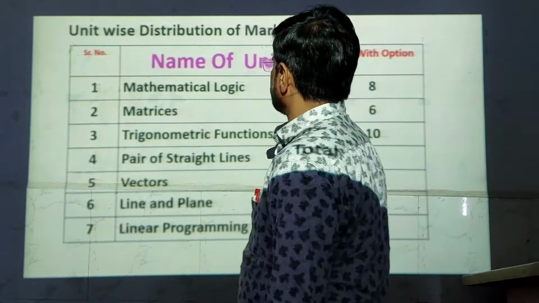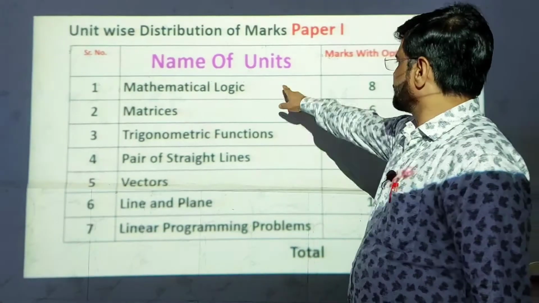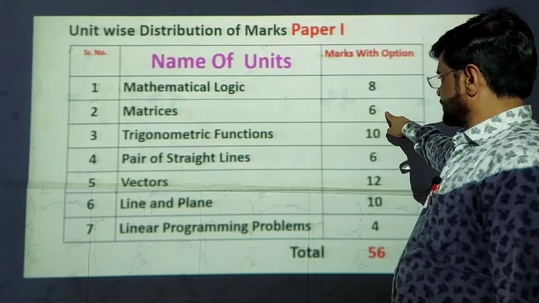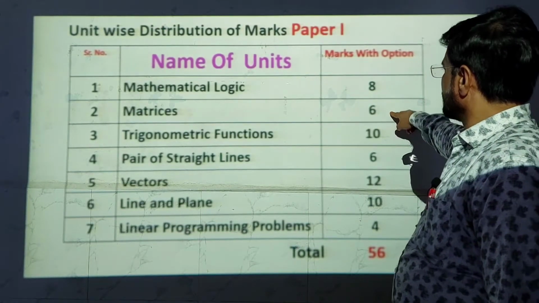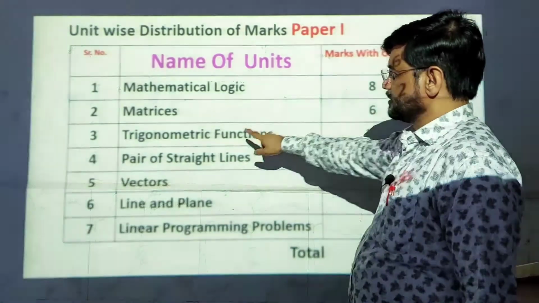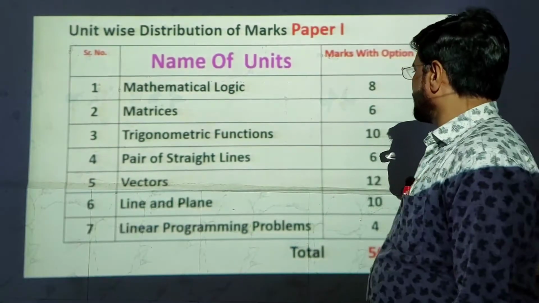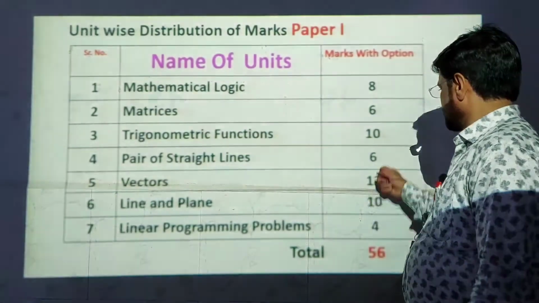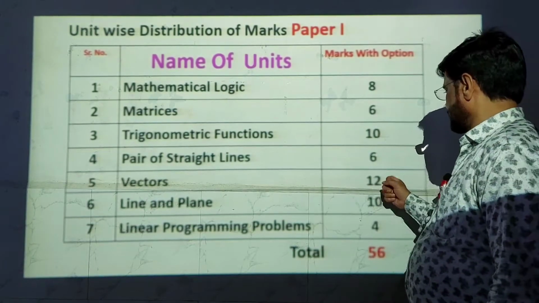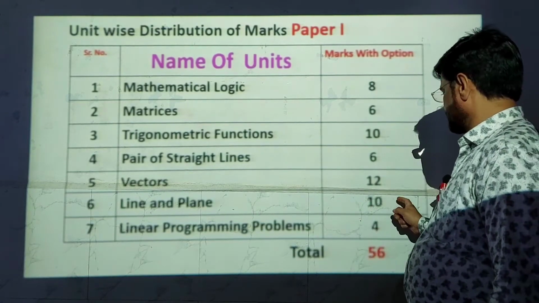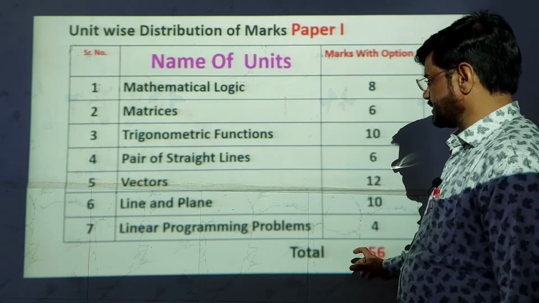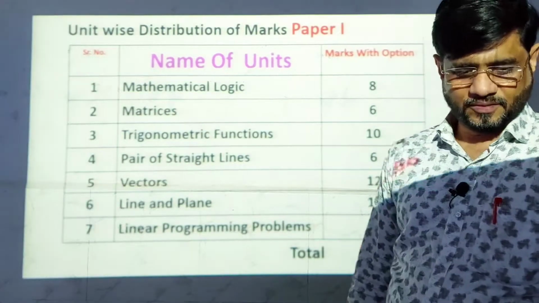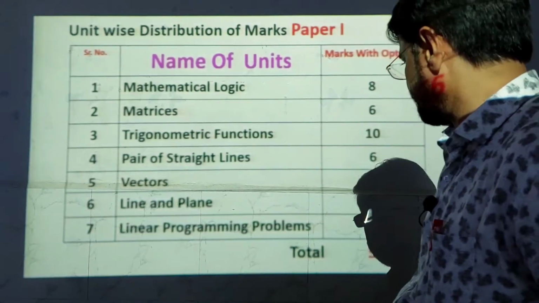Now the first chapter is mathematical logic. This chapter has 8 marks, matrices has 6 marks, and these 6 marks are with option. Then the third chapter is trigonometric functions, which has 10 marks. The fourth one is pair of straight lines, which has 6 marks. Vectors has 12 marks. Line and plane has 10 marks. And the last chapter is linear programming problem, which has 4 marks. Total is 56 with option.